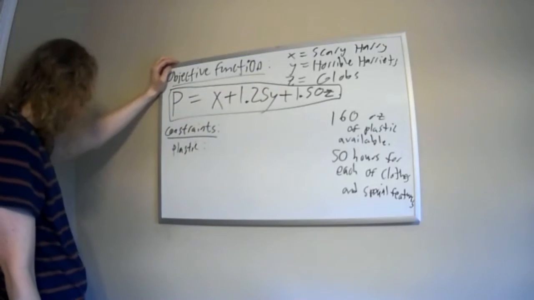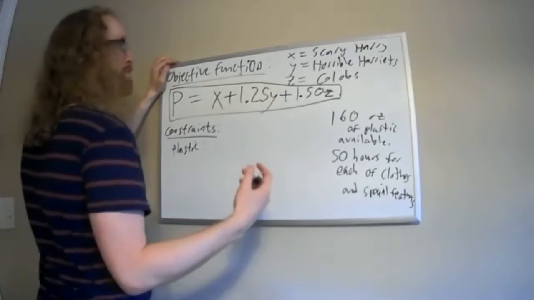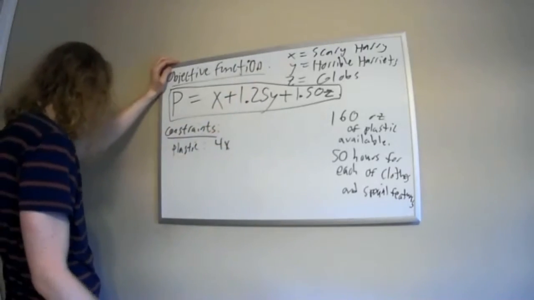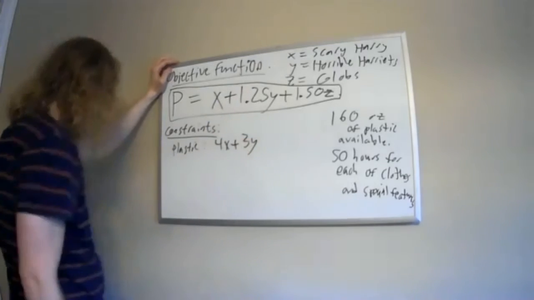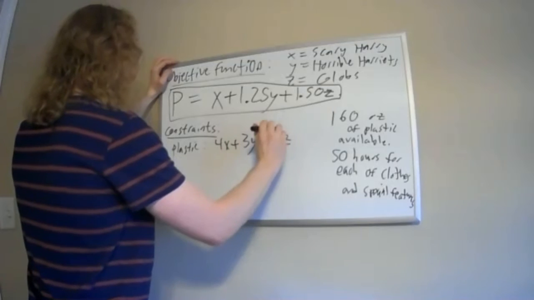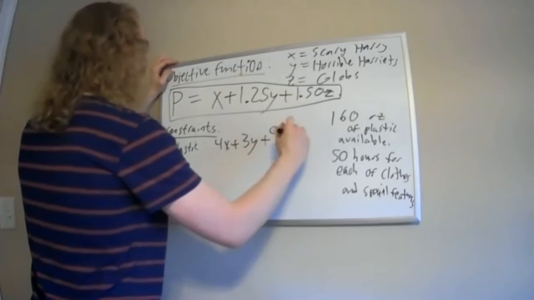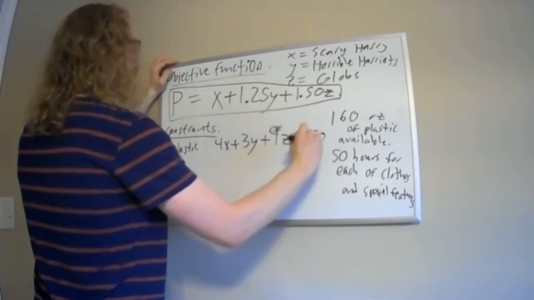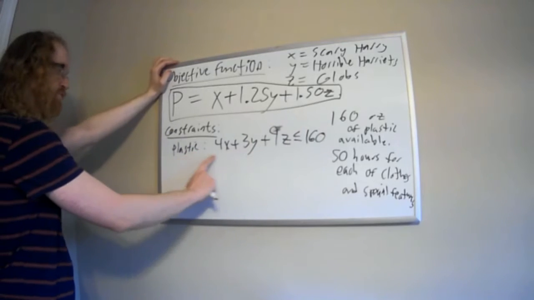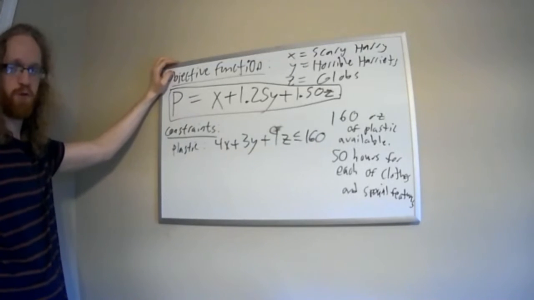And I'm just going to ask how much plastic am I using for each doll? And everything is in ounces, so I don't have to convert any units. For a Scary Harry, it was 4 ounces, so that's 4x. For a Horrible Harriet, it was 3 ounces, so that's 3y. And for a Glob, it was 9 ounces, so that's 9z. And I have 160 ounces to use, so that's less than or equal to 160, because I can't use more than 160. That's all I have available. So here is my constraint for plastic. 4x plus 3y plus 9z is less than or equal to 160.